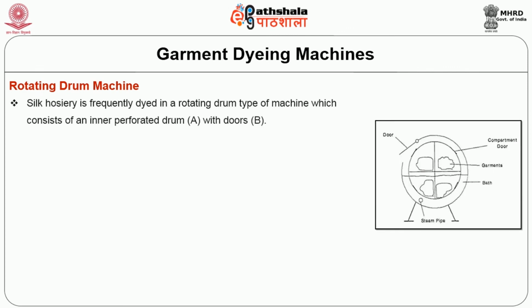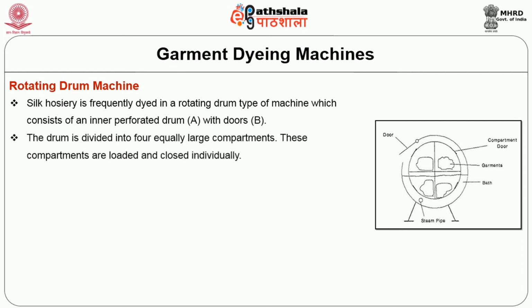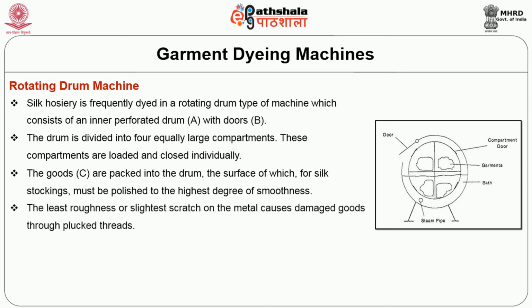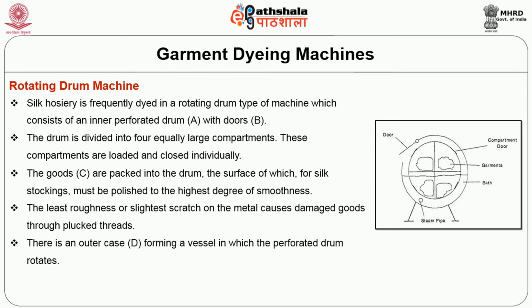Silk hosiery is frequently dyed in a rotating drum type of machine, which consists of an inner perforated drum A with doors B. The drum is divided into 4 equally large compartments. These compartments are loaded and closed individually. The goods C are packed into the drum, the surface of which, for silk stockings, must be polished to the highest degree of smoothness, because even the least roughness or slightest scratch on the metal causes damaged goods through plucked threads. There is an outer case D forming a vessel in which the perforated drum rotates.